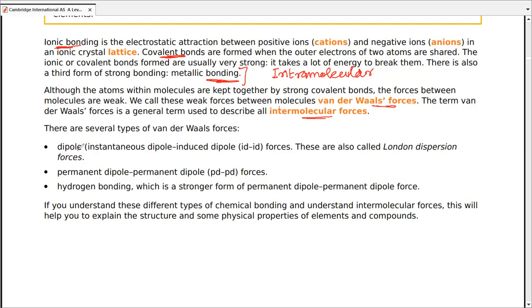The types are, number 1, instantaneous dipole-induced dipole forces, we call them ID forces. More common name would be London dispersion forces. There are other names as well. We'll get familiar with those once we go into the detail.